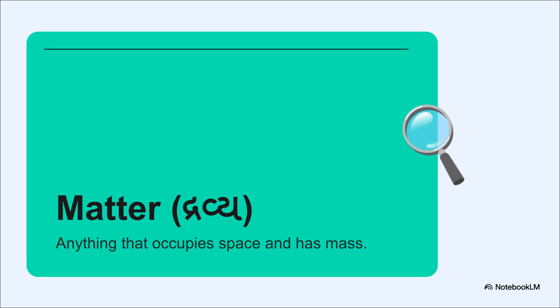The textbook definition is pretty simple. It's anything that has mass, which is just the amount of stuff in it, and occupies space, meaning it has volume. You know, from the biggest star you can imagine down to a tiny grain of sand, it's all matter.